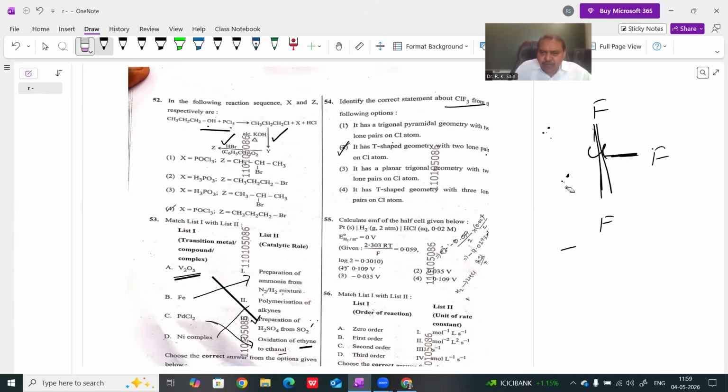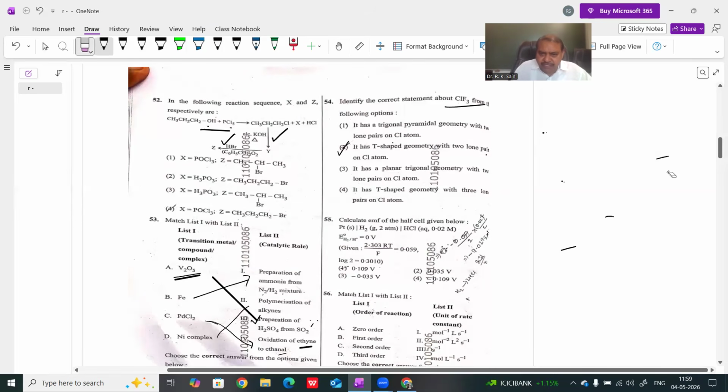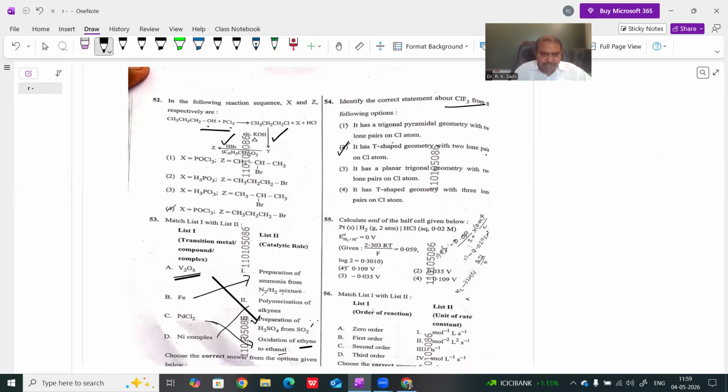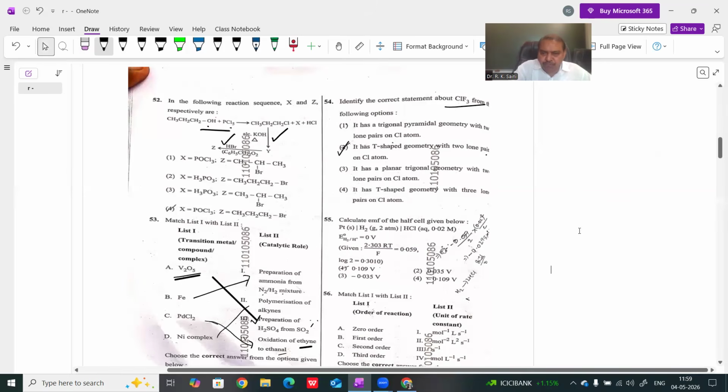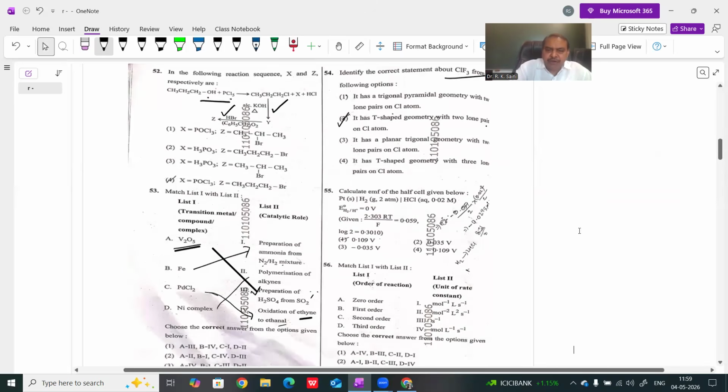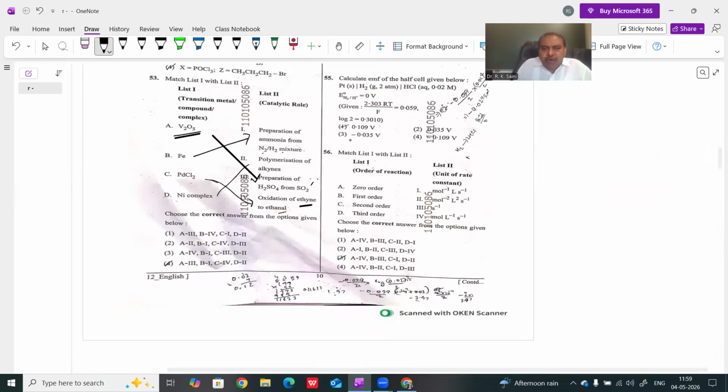Next question, question 55. Taken from electrochemistry, and I think it is a very good question. Such types of questions are also asked in the JEE examination. Calculate the electromotive force, EMF, of a single electrode, particularly the hydrogen electrode, at which the pressure of hydrogen gas is 2 atm and the concentration of HCl is 0.2 M. First, we write the equation.